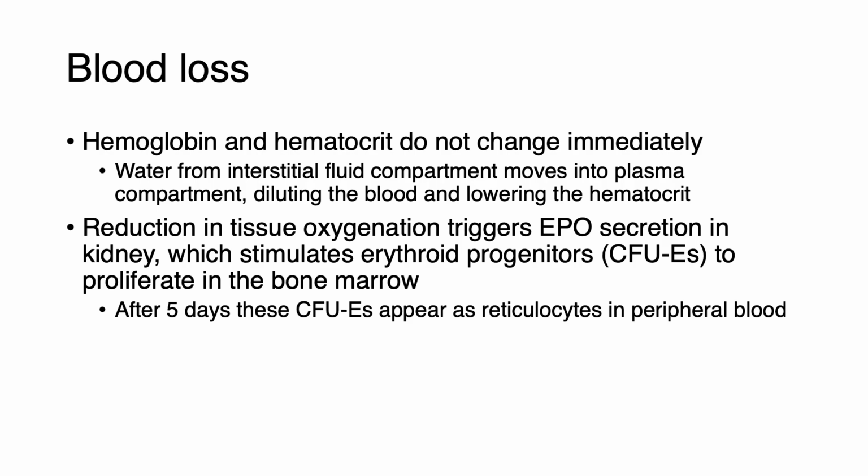When you have acute bleeding, you may not see a change in the hemoglobin and hematocrit immediately. That's because it takes time for equilibration, where water moves from the interstitial fluid compartment into the plasma compartment. When you have acute blood loss, you are going to have a reduction in tissue oxygenation that will trigger erythropoietin secretion by the kidneys. That's going to stimulate erythroid progenitors in the bone marrow to proliferate. And after about 5 days, you're going to see these appear as reticulocytes in the peripheral blood.